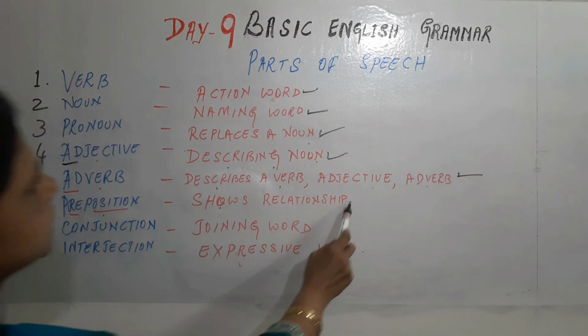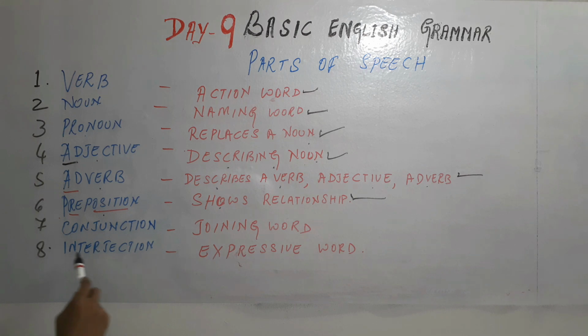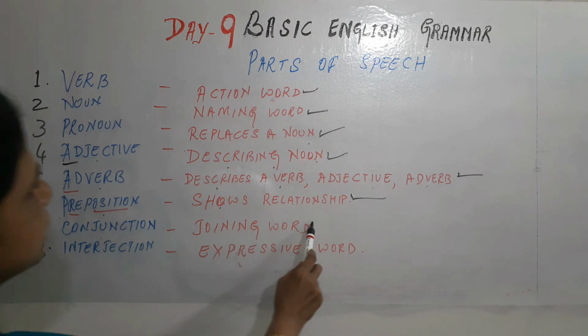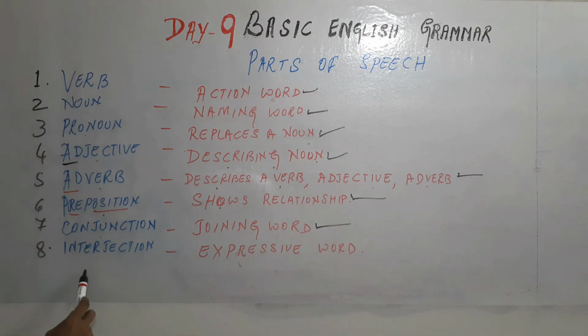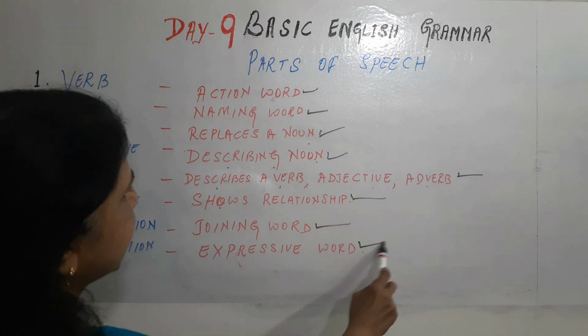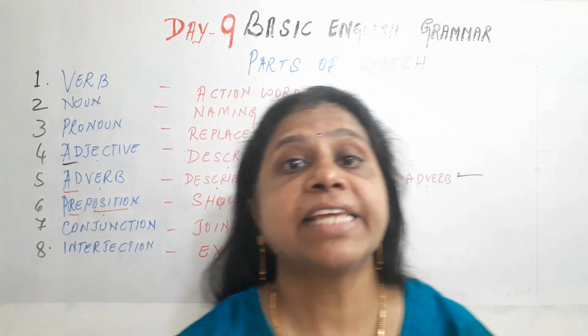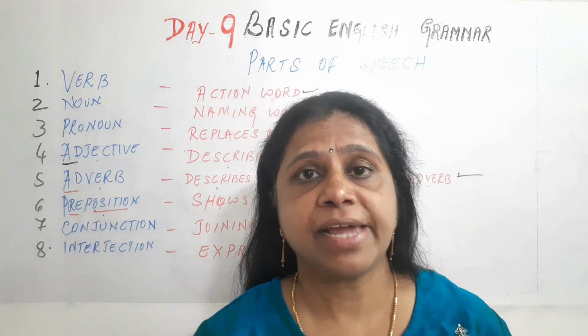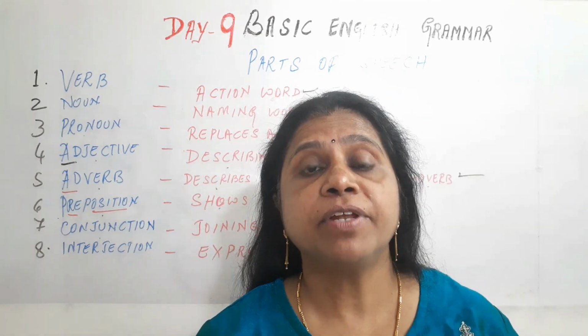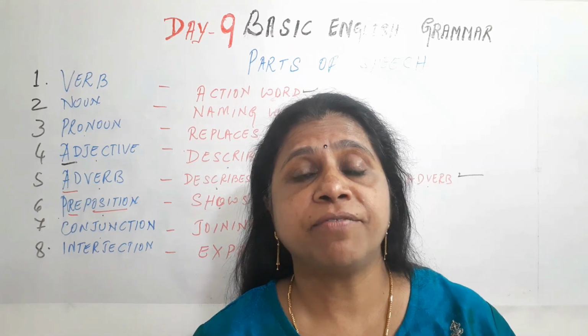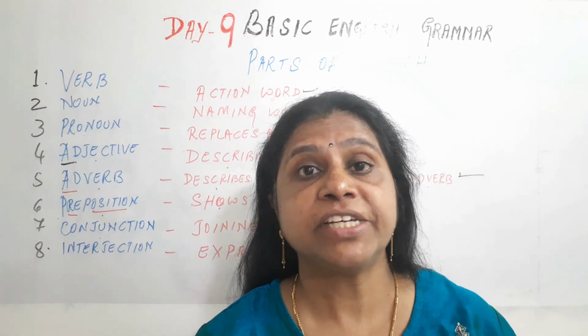Preposition shows relationship between the words. Conjunction is a joining word. Interjection is an expressive word. Friends, today we have seen these 8 parts of speech, and in coming days we will be seeing the parts of speech one by one in detail.